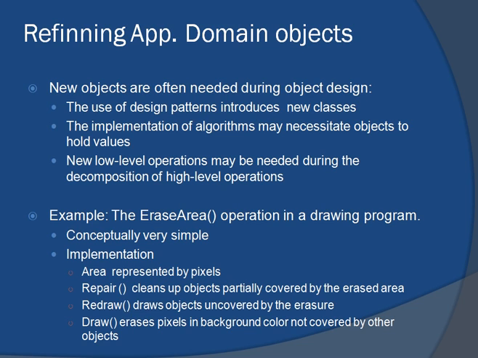When you want to erase a particular area, you should have an operation called repair, which actually cleans up the objects which are partially covered by the erased area. We also need to have an operation called redraw, where we draw objects uncovered by the eraser. And again, we have a draw operation that erases the pixels in background color, which is not covered by any other object.